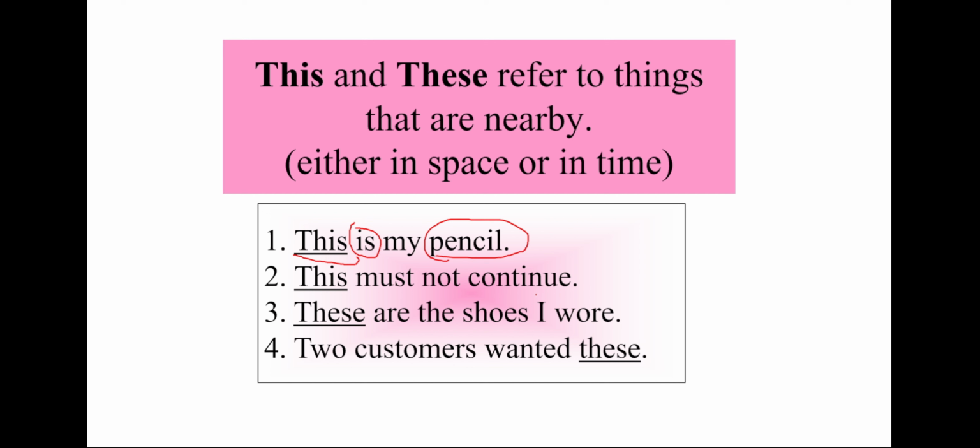So always take note of the fact that your demonstrative pronoun should agree with the verb and the noun. If the demonstrative pronoun is singular, then the verb should be singular and the noun should be singular. But if the demonstrative pronoun is plural, like what we have here, these are the shoes I wore, you should always make sure that the verb is plural and the noun is also plural. So we have plural demonstrative pronoun, plural verb, and plural noun.